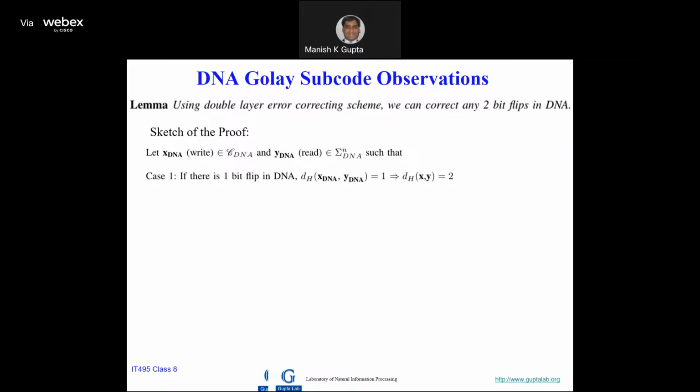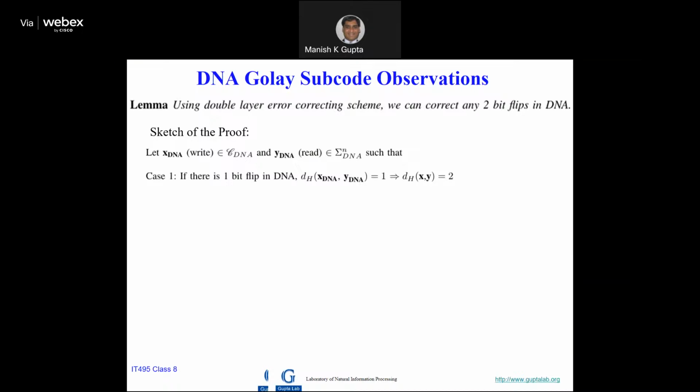if X DNA we are writing, and suppose Y DNA is read, such that in case 1, there is only one error, one bit flip happened. In that case, the Hamming distance between X DNA and Y DNA will be 1, right? And when you go back, the distance between X and Y ternary will be 2 because of the previous lemma, right? Now, since the distance is 2, we can correct errors because it's a ternary Gole subcode with distance 5, so we can correct 2 errors, right? So if this distance is 2, we can always correct it, using the maximum likelihood decoding of the ternary Gole code. So we are done.